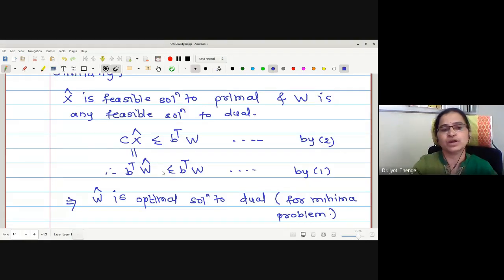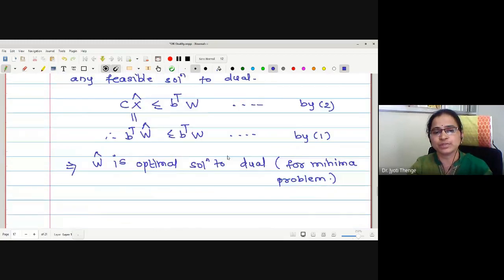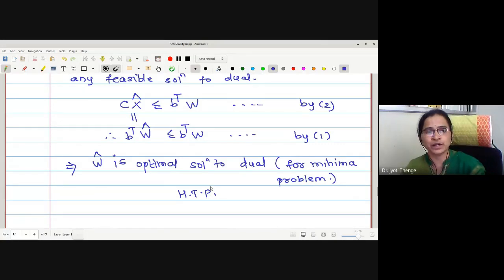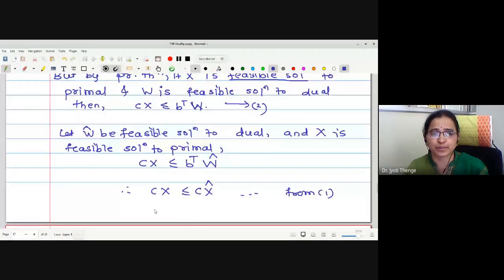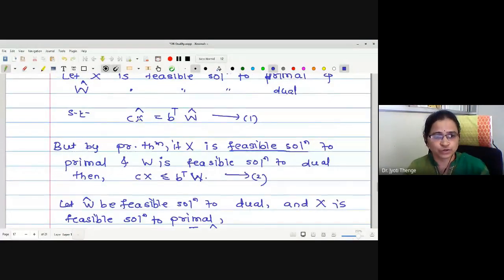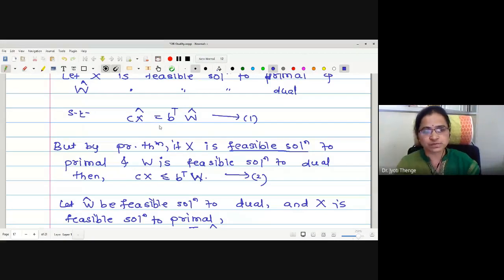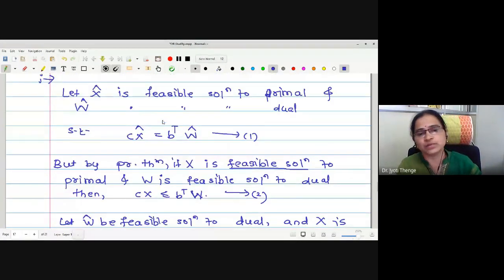Hence, what we have proved: x cap is an optimal solution to the primal, and W cap is an optimal solution to the dual. Therefore, if we have two feasible solutions to the primal and dual problems respectively, where the values of the objective functions are the same at the two feasible solutions, then both these feasible solutions are nothing but the optimal solutions.